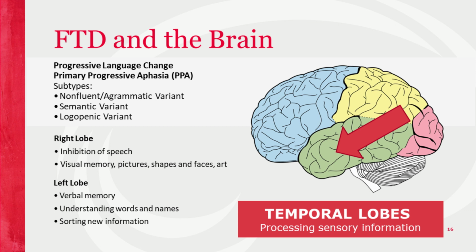So we also see in FTD, or frontotemporal degeneration, that it occurs in the temporal lobes of the brain. And this is typically where we see the primary progressive aphasias of FTD. We once thought that BVFTD was the most common diagnosis, but we are seeing more and more people being diagnosed with primary progressive aphasia. And what you'll see is that as the atrophy occurs in the right and the left lobes of the brain, we start to develop issues with language and communication.